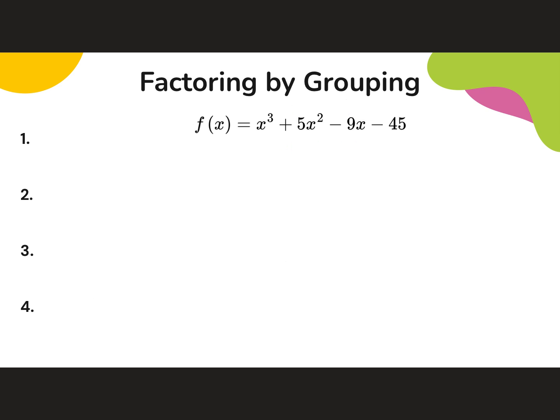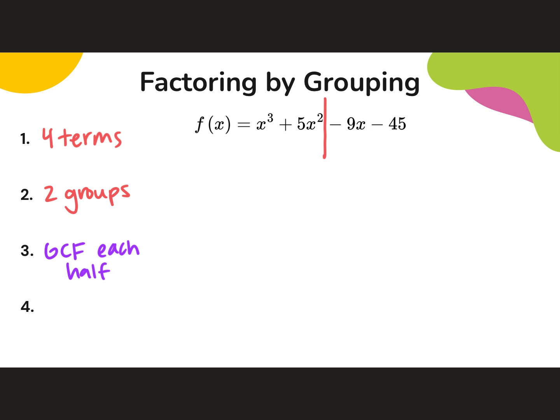We'll try another one together. We're going to start with 4 terms and break those terms down into 2 groups of 2, slicing it down the middle. For each half, we're going to think of it as a mini factoring. We're going to find the GCF of each. So in my first half, x cubed plus 5x squared, there's a common factor of x squared. I'm going to divide that out in front. I'm left with an x plus 5.